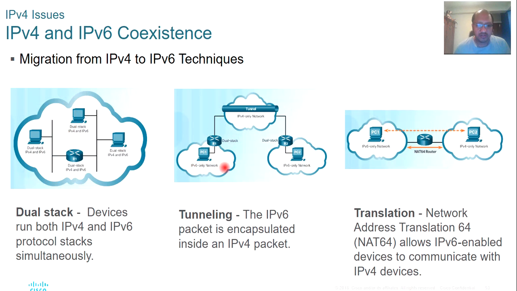Now there are three migration techniques: dual stack, tunneling and translation. While we migrate from IP version 4 to IP version 6, in dual stack we can configure both IP version 4 and IP version 6 in the networking devices and in user devices simultaneously.